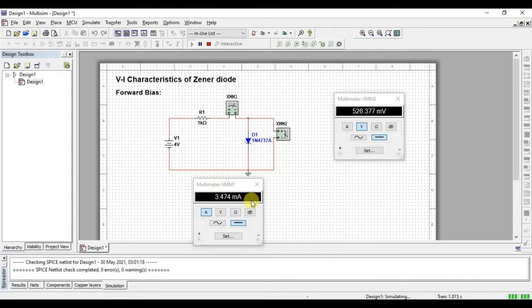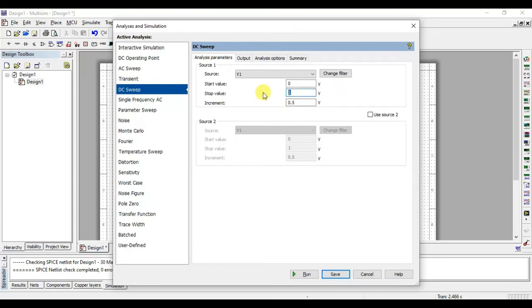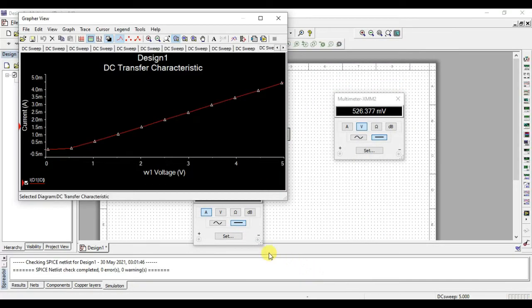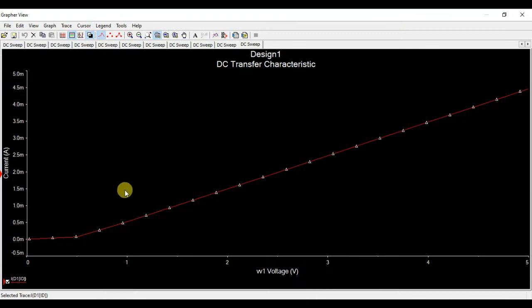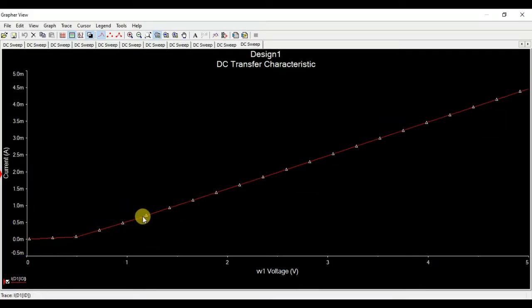To find the correct graph, we can use DC sweep analysis. By using DC sweep analysis, we can directly find the forward characteristics. So let us take it as 5 volts and increment as 0.5, and current. Just run the circuit. We'll go to see the forward characteristics. See here, don't confuse here. This is minus 0.5, this is 0.5, so in the middle we have 0. Here the current is going to start, and it is increasing as per Ohm's law.